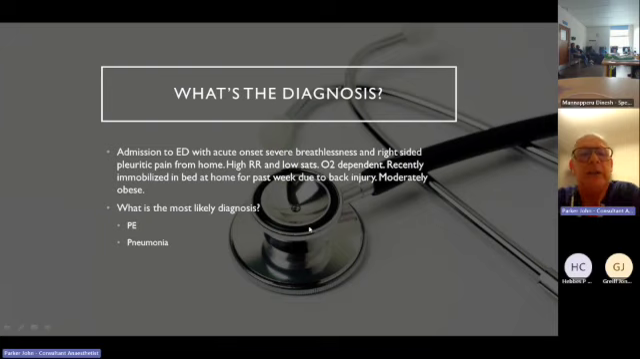So does anyone think it's a pulmonary embolus? Hands up if you think it's still a PE. Oh, a couple. Who thinks pneumonia? So yeah, you're 50 times more likely to have a pneumonia than a PE.